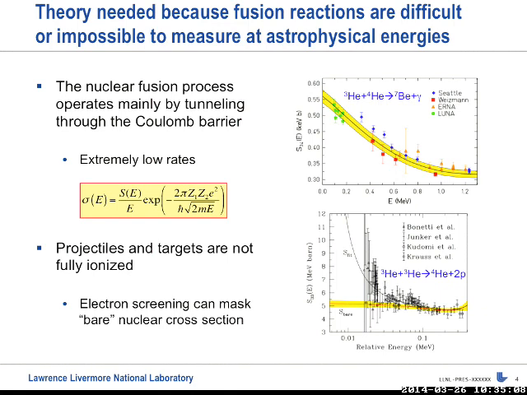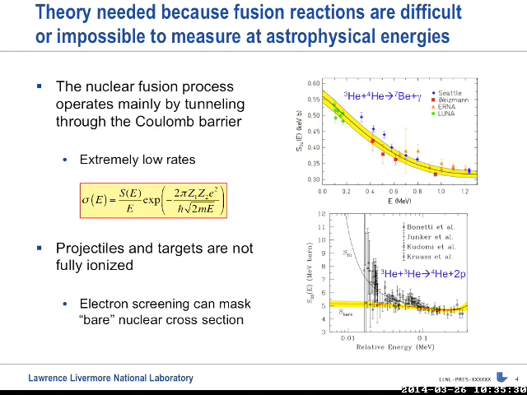And in fact, the cross-section, the interesting part of it is what we call the astrophysical factor, or the S factor, once we factor out the exponential, which regards the tunneling through the Coulomb barrier.